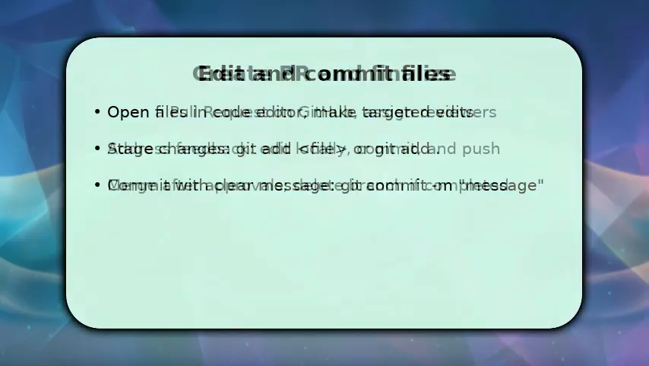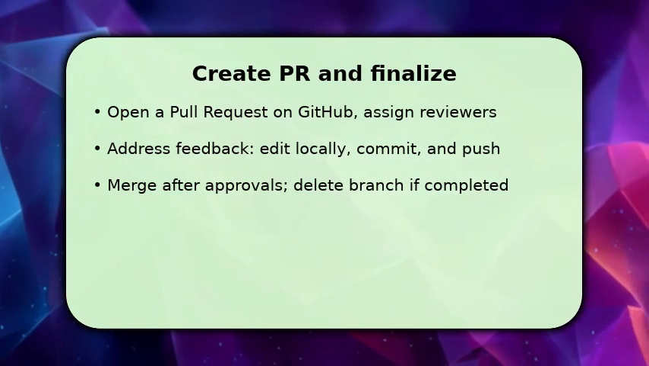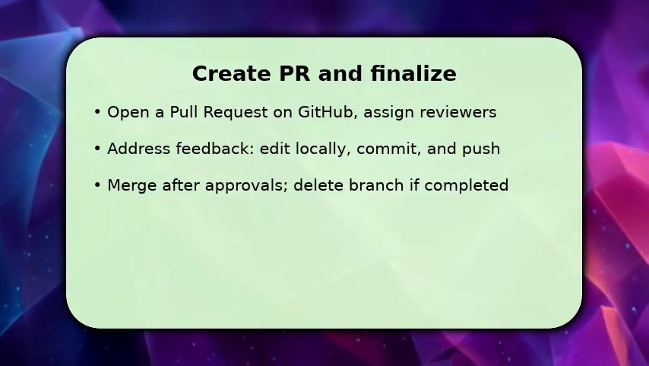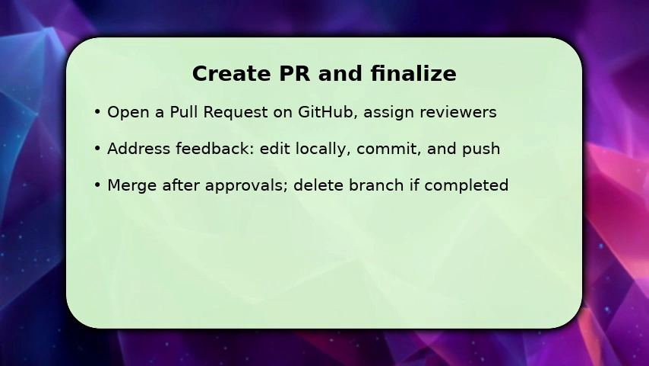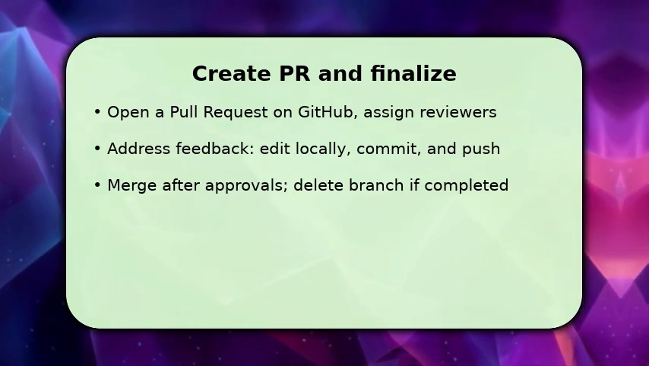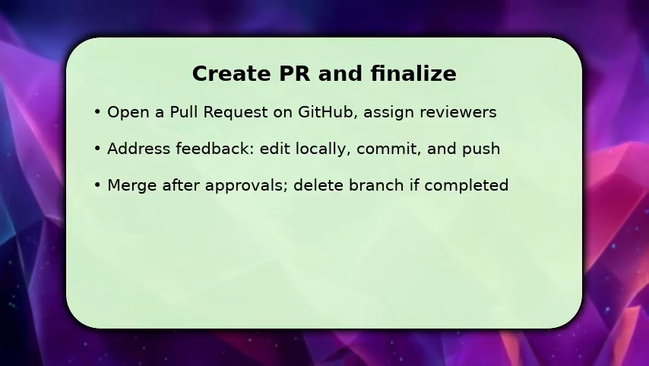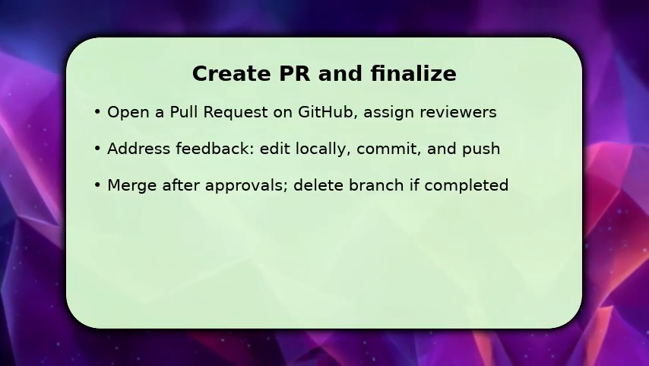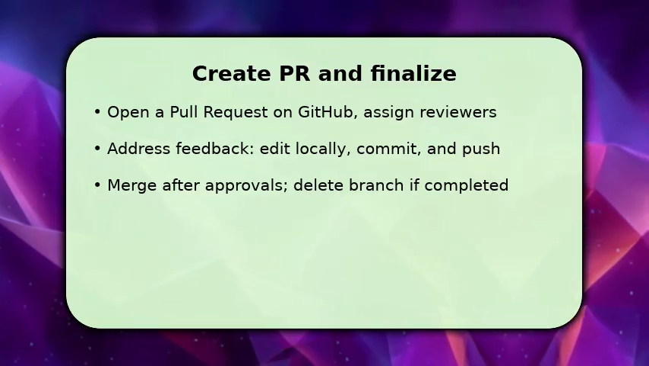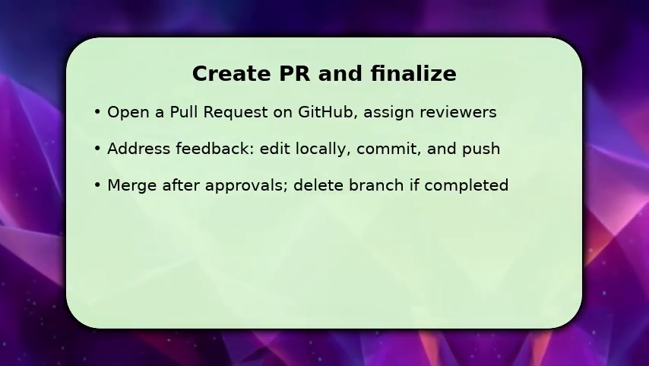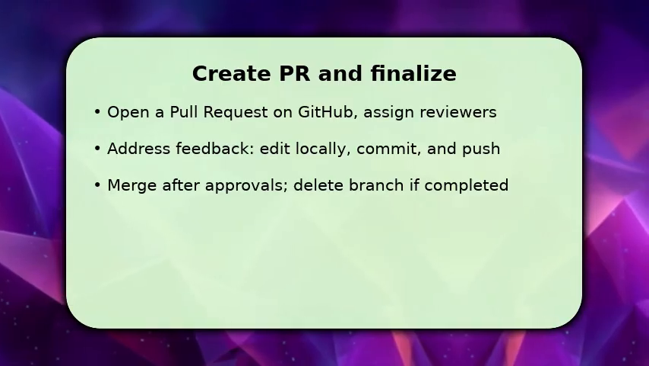Finally, open a pull request from your branch to the target branch on GitHub and assign reviewers so changes get reviewed. If reviewers request changes, edit files locally, commit, and push. The PR updates automatically. Once approved and checks pass, merge the PR using the preferred method, merge, squash, or rebase, and then delete the branch to keep the repo tidy.